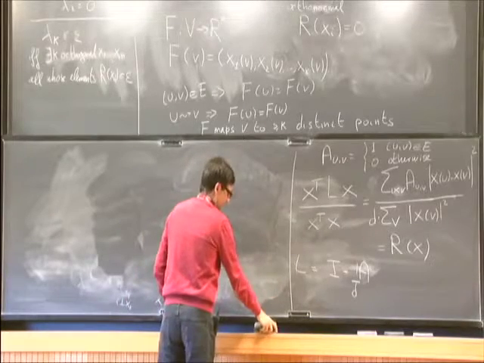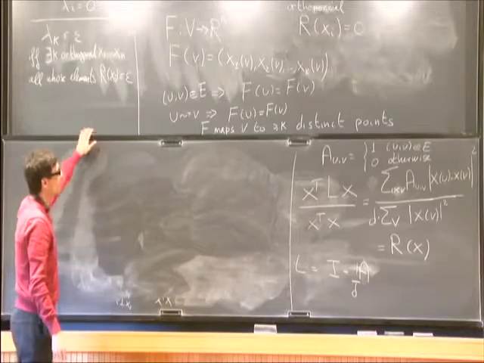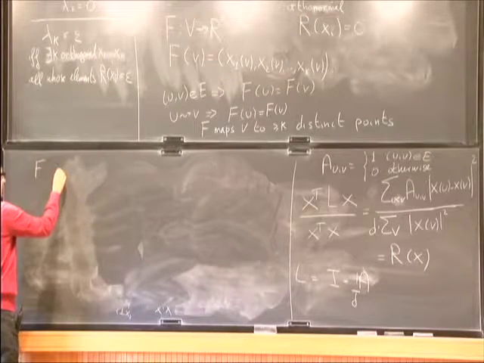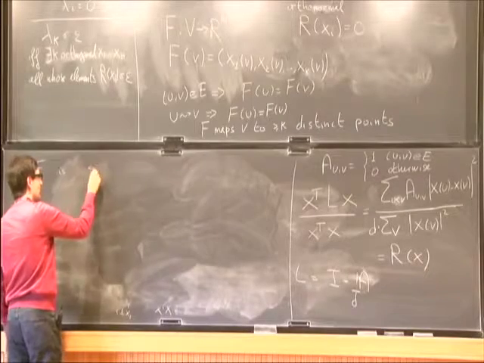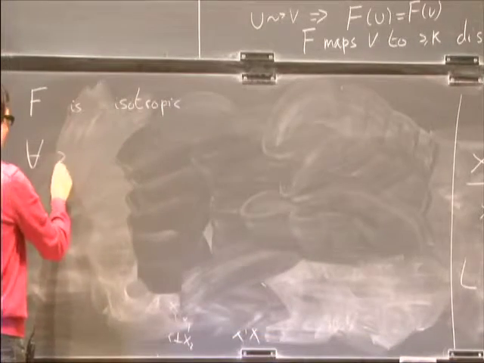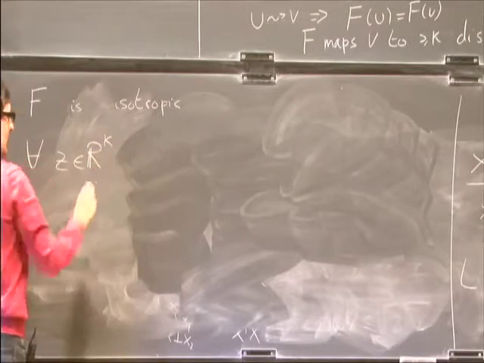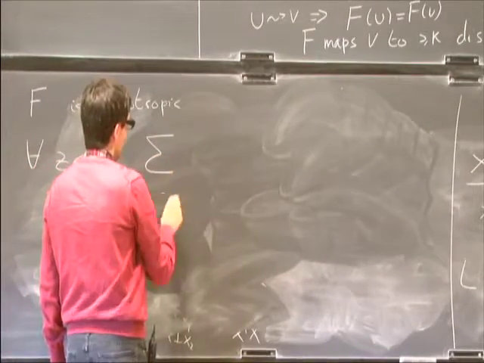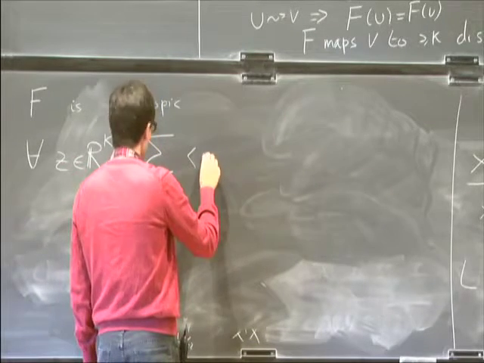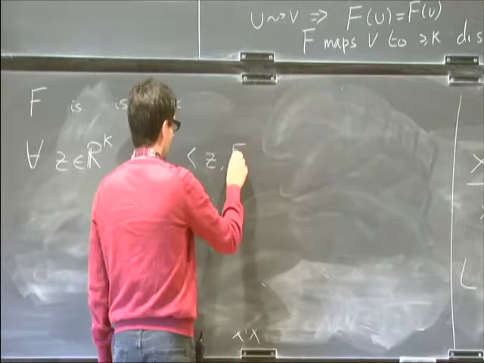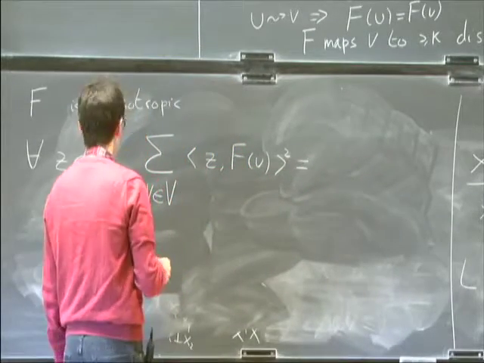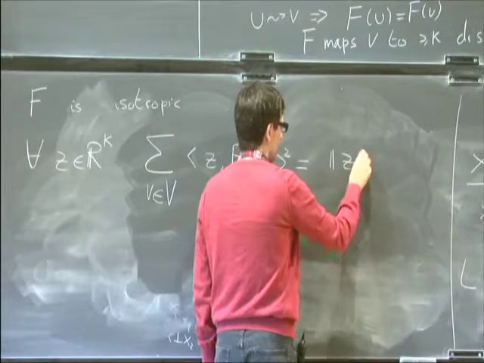Maybe I'll leave up the definition of Rayleigh quotient for later. Okay, so we will prove that f is isotropic, which means that for every point z in k-dimensional space, if we look at the summation over the vertices of the inner product of z and f of v, squared, this will be something that depends only on the norm of z, and in particular it will be equal to the norm of z squared.